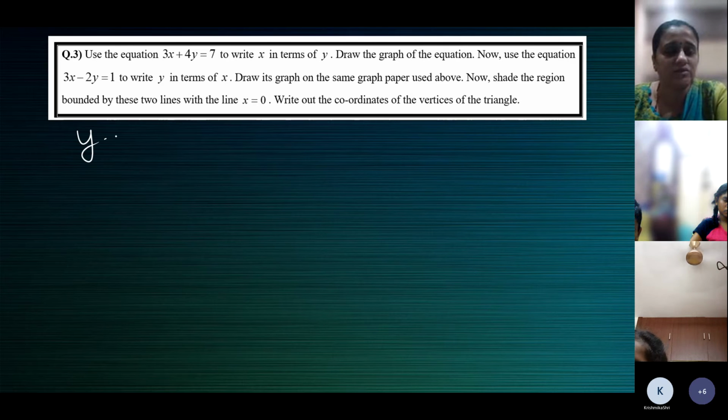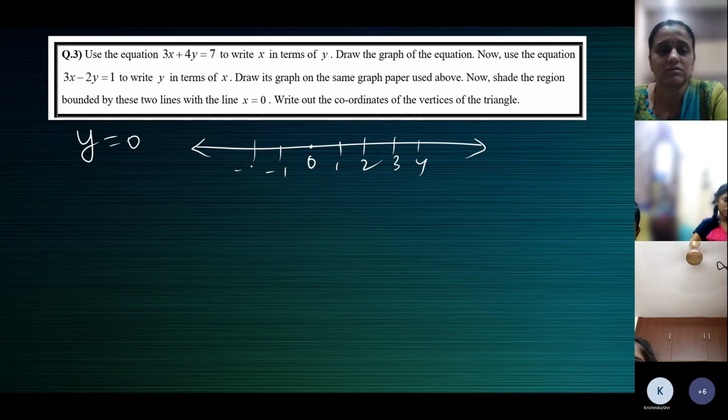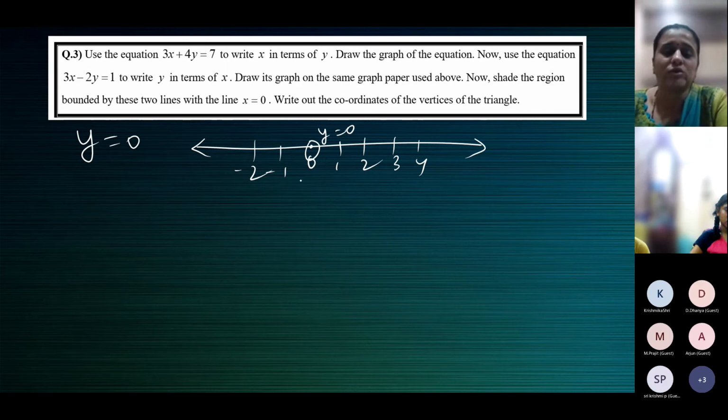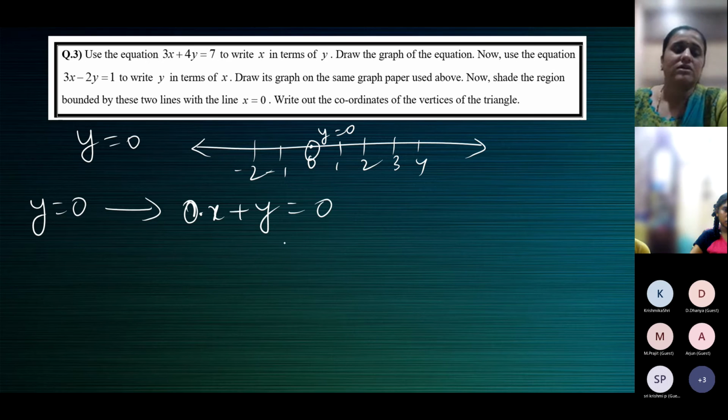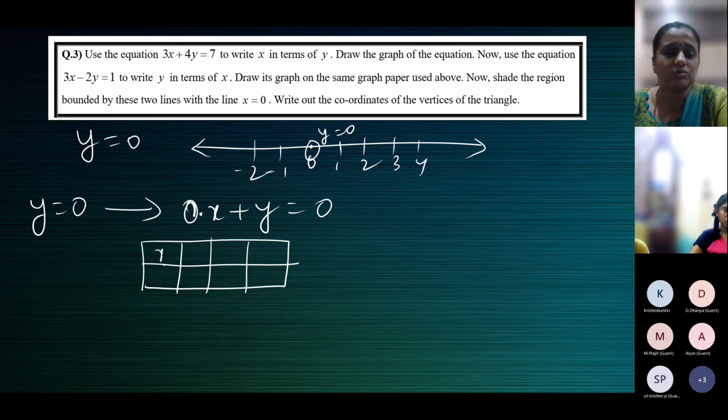Now, what is this y is equal to 0? Again, when you treat this as a linear equation in one variable y, it's a point on the number line. If you treat the same thing as a linear equation in two variables x and y, as 0x plus y is equal to 0, then the table goes like this. Y is always 0. See here, y is equal to 0. So y is always 0 for any value of x.